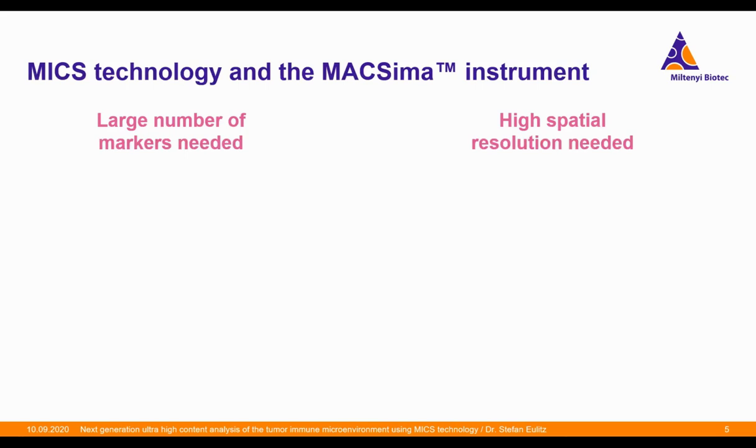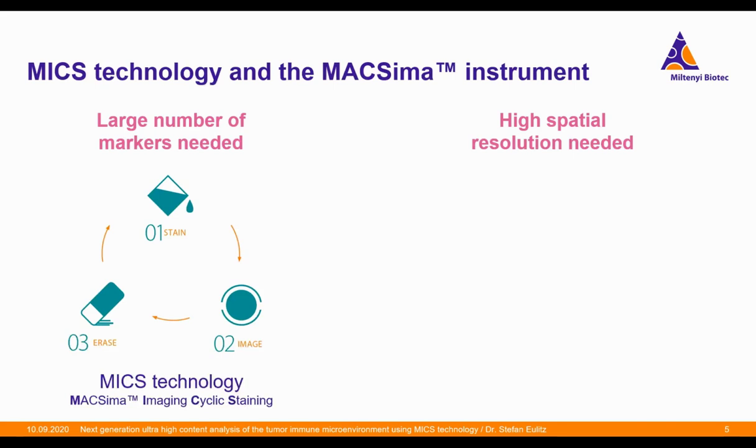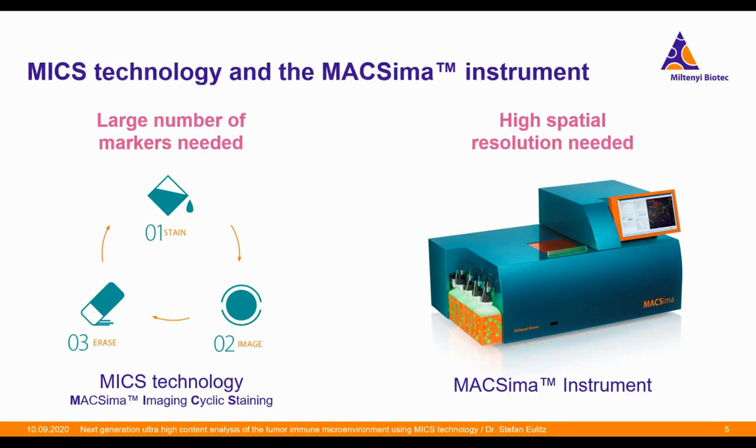The term MIX means MACSima Imaging Cyclic Staining Technology. And this describes the approach of iterative cyclic staining processes as opposed to conventional single staining methods. This technology overcomes the conventional limitation in the number of markers which can be analyzed, and I will give you an explanation of the process on the next slide. This way of data acquisition is executed by the MACSima instrument, and only by the MACSima instrument, as there are several aspects which make the MIX technology and the MACSima instrument unique compared to other existing cyclic staining methods.